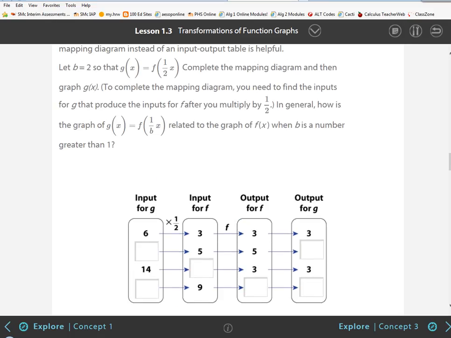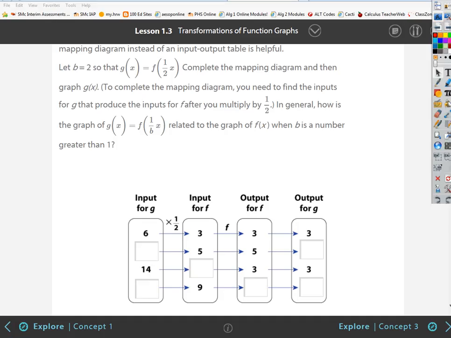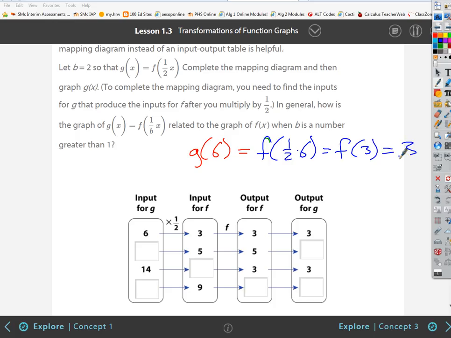But if I input a value of 6 for g, that means I'm inputting 1/2 of 6 for f, right? What was f of 3 equal to, you remember? 3. It was 3, wasn't it, right? So if f of 3, which is 1/2 times 6, is 3, then g of 6 must equal 3. Okay, you can already maybe predict what's going to happen. Let me write that down. g of 6 equals f of 1/2 times 6, which is f of 3, which is 3, right?